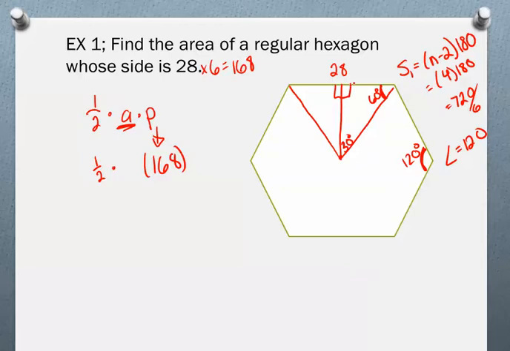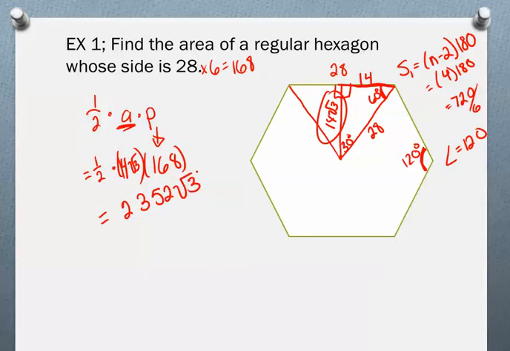Now, since each apothem is a perpendicular bisector, that means that this length right in here has to be 14. This would be 28, and this would be 14 square root of 3. And that would be our apothem right there. When you go ahead and do the calculations, that will give you the area, which would be 2,352 times square root of 3.